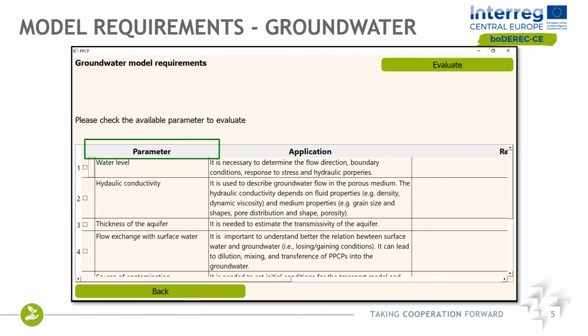In the second column, there's a brief description of the application of these parameters. In this column, it is written why these data are needed. It is designed to help the user to understand the uses of the data. Depending on the data availability, you can select which of these data are available. The process is exactly same as the selection of PPCP, which we did a while ago. First, let's assume we do not have any of this data, so we are leaving all the checkboxes empty.